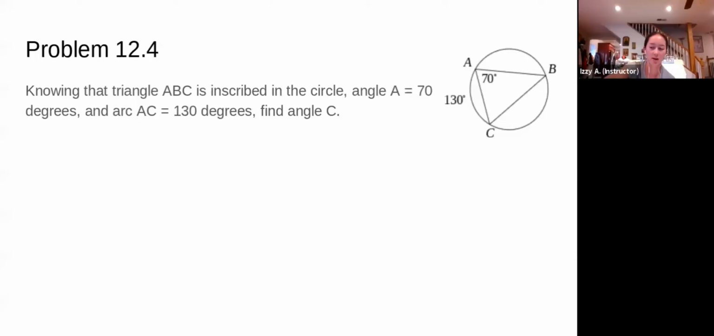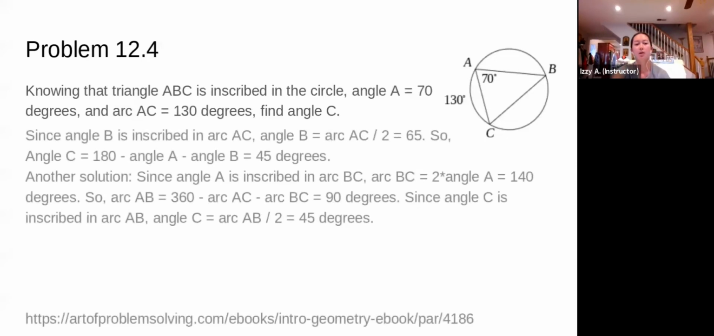Okay, we can go ahead and go over this problem. Since angle B is inscribed in arc AC, angle B is going to be equal to arc AC divided by 2. So we plug in 130 divided by 2, and we get 65 degrees. Then angle C would be equal to 180 minus angle A minus angle B, and you would eventually get 45 degrees.